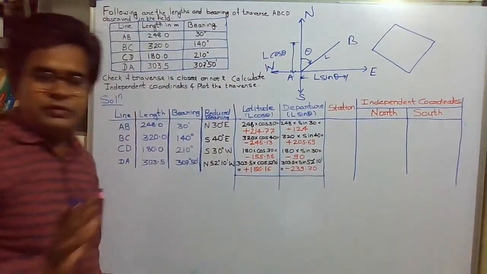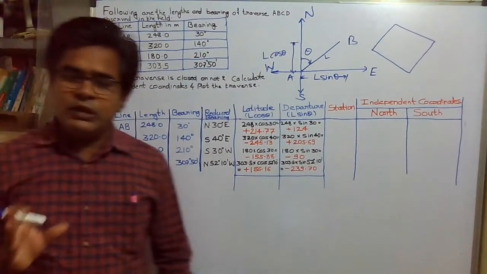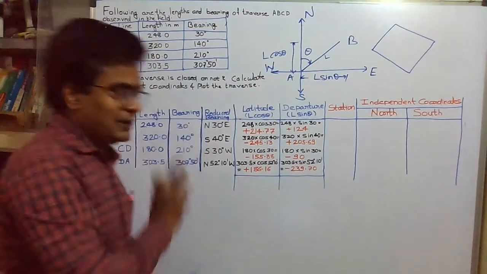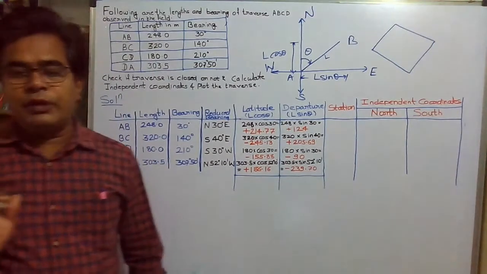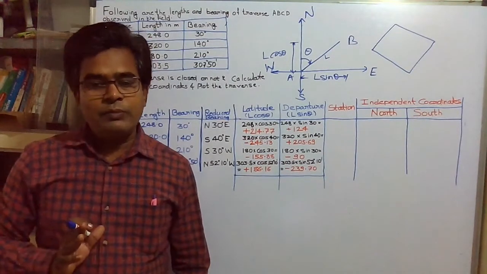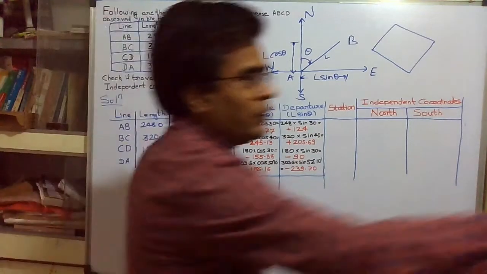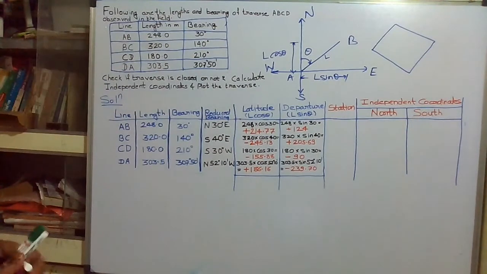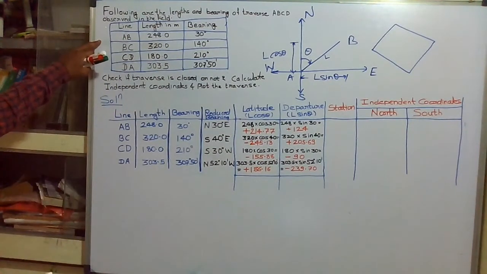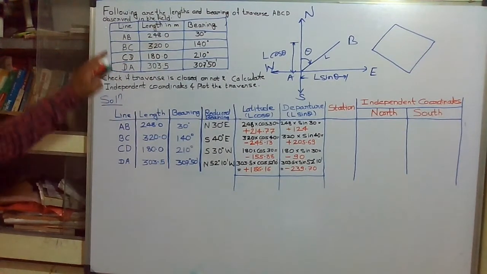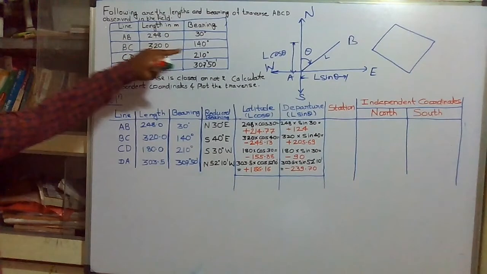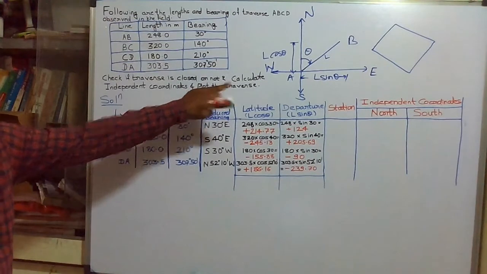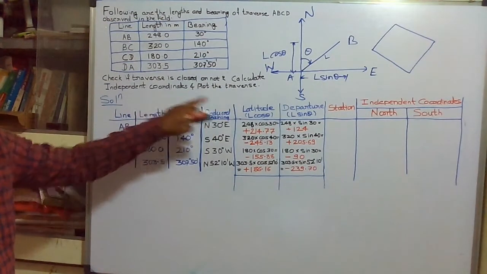Just keep in mind, we are converting each line into latitude and departure using latitude L cos theta and departure L sin theta, and based on the quadrant in which the line lies, we give them a sign. Here we are considering a numerical. Just write it down. Suppose we have done one survey, and these are the lines, their lengths and bearings. Now we have to check if the traverse is closed or not, calculate the independent coordinates and plot the traverse.